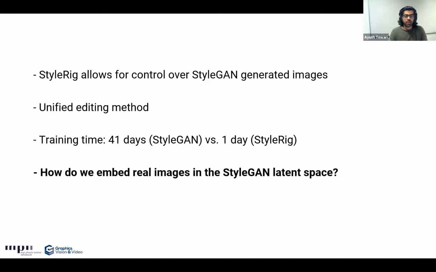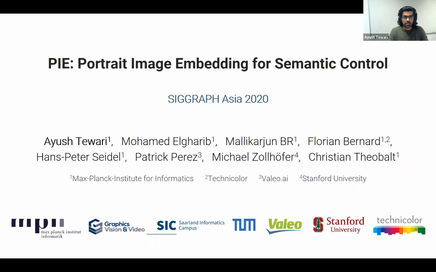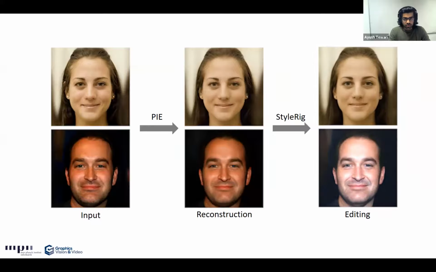Now we can control StyleGAN generated images, but what we really want is to edit real images and to build 3D models of people we know that we capture in images. For that, we need to figure out the StyleGAN latent code which corresponds to the images we have, and for that we need to embed the given image in the StyleGAN latent space. That's what we looked at next. Here we are going to design an embedding method, which is called pi, which computes latent vectors for real images, such that they can be edited using StyleRig. So there's a clear goal here.